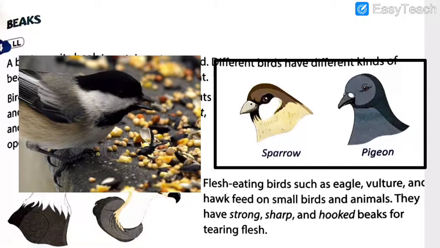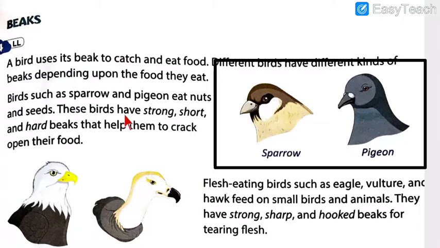So by looking at the picture, I hope you now got the idea of the eating habit of sparrow and pigeons. These birds have strong, short and hard beaks that help them to crack open their food. So you know how tiny the seeds are, correct?